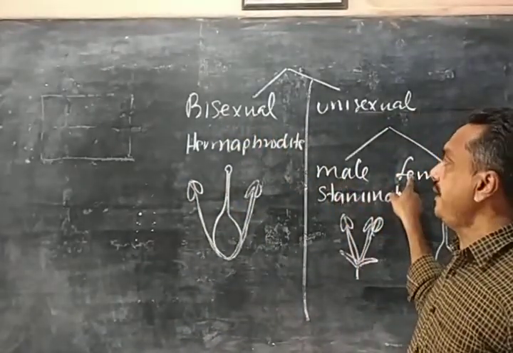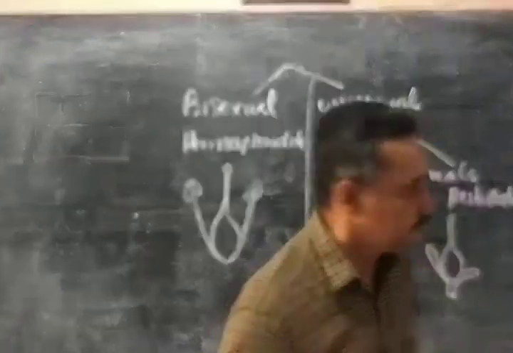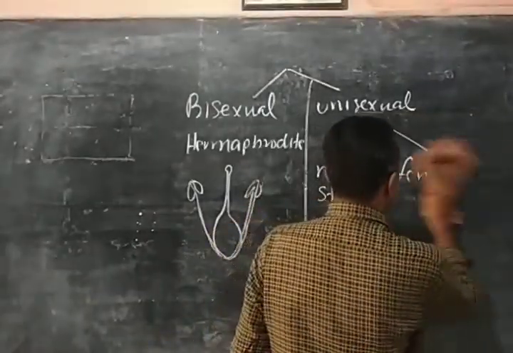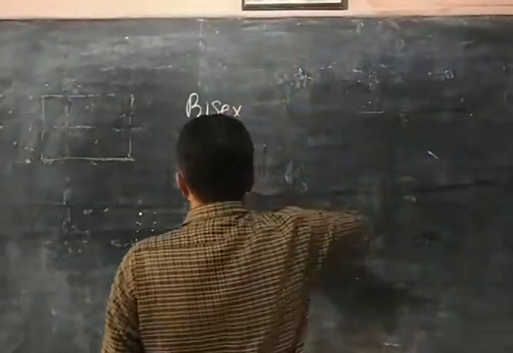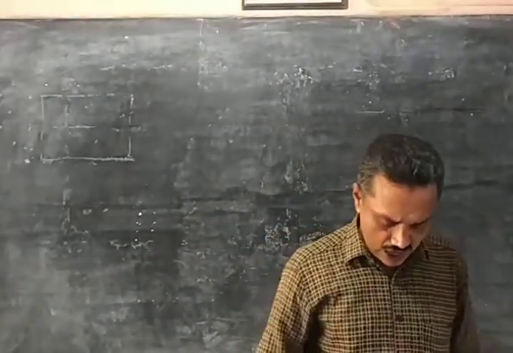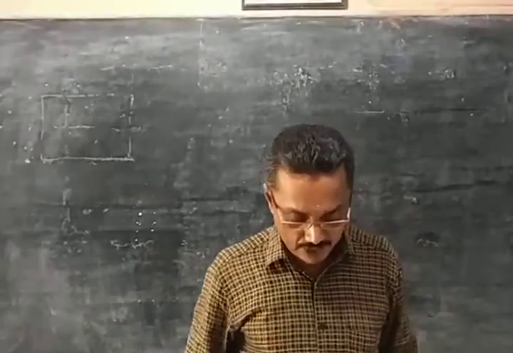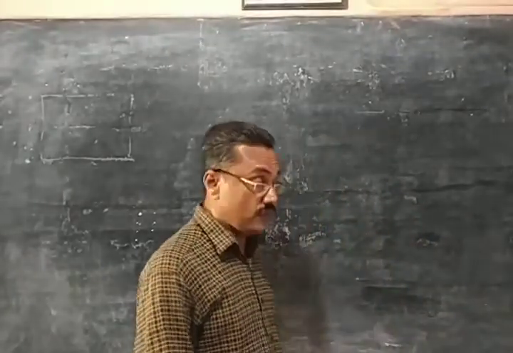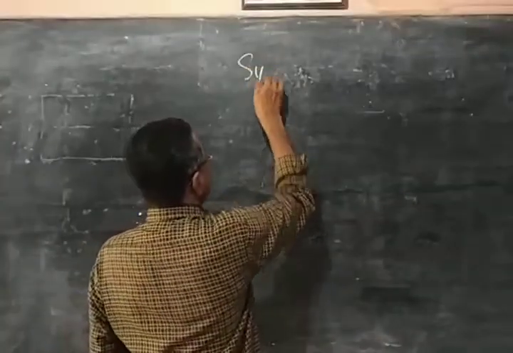Unisexual, male flowers and female flowers. Then another topic is that flowers can be classified based on the symmetry of the flower. Flowers are of three types based on symmetry.